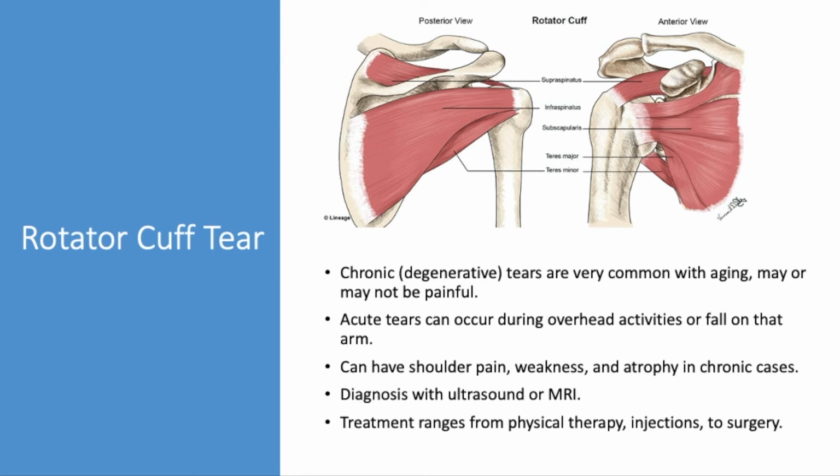These can present with shoulder pain, weakness, especially in a full thickness tear, and in chronic cases there can be atrophy or muscle bulk loss seen as well. This is often diagnosed with ultrasound or MRI, though occasionally there can be physical exam findings indicative of a complete thickness tear. These treatments range depending on the severity of the tear and the chronicity, from physical therapy to injections, and in certain cases surgery can also be helpful.